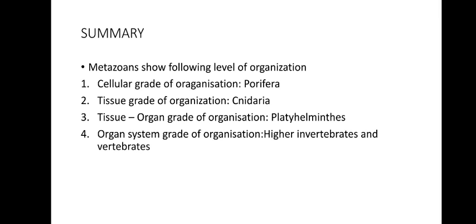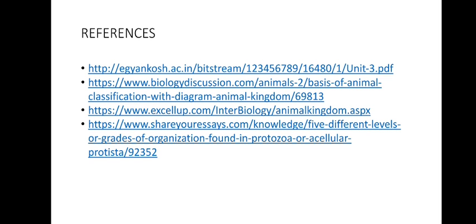Summary of the session: metazoans show the following levels of organization: cellular grade of organization in Porifera, tissue grade in Cnidaria, tissue organ grade in Platyhelminthes, organ system grade in higher invertebrates and vertebrates. And these are the references for today's session.